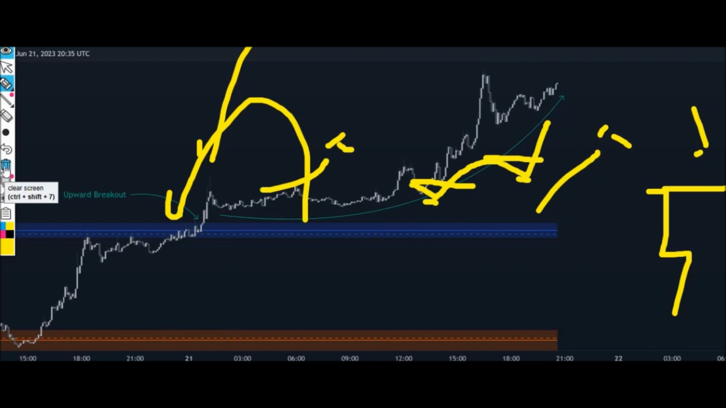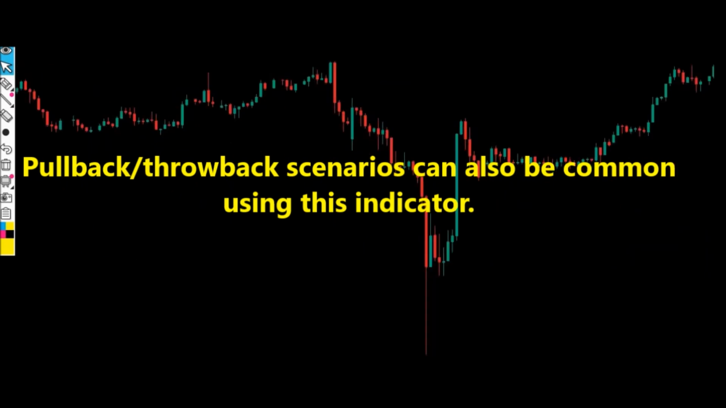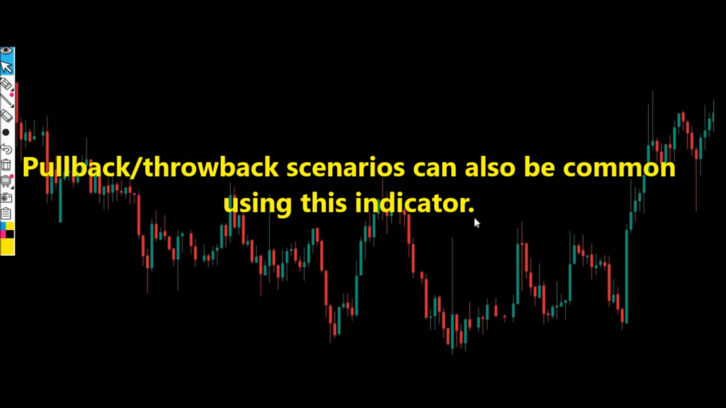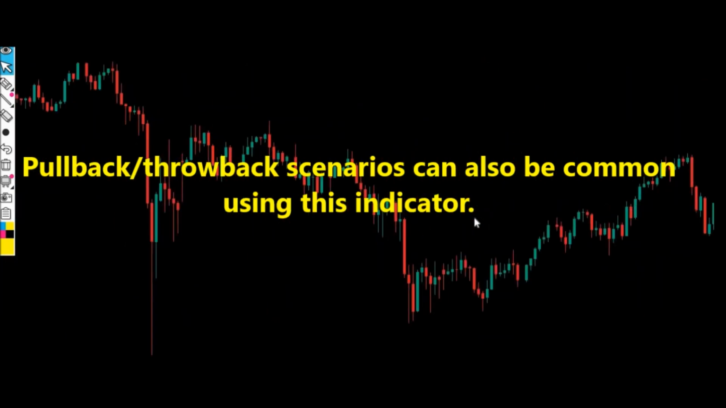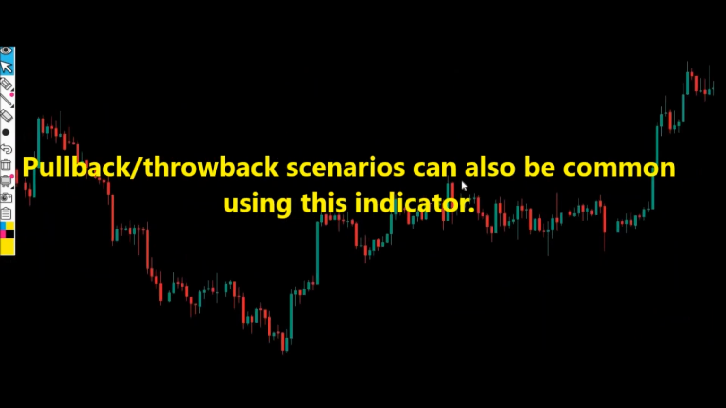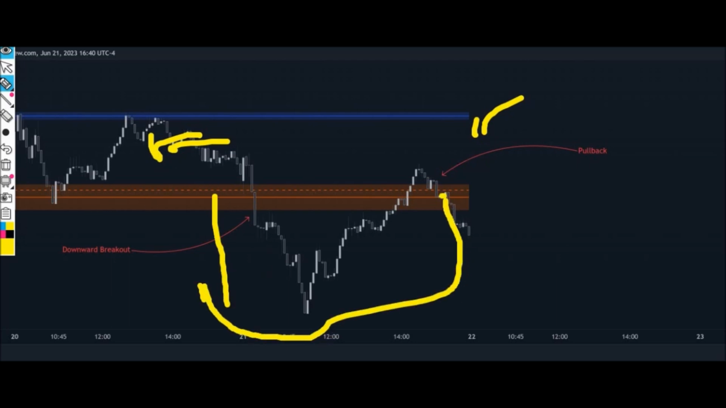So guys, let's go to the last usage of this indicator. And yeah, usage number 4, you're supposed to know pullbacks, or what we call throwback scenarios, can also be common using this indicator. You will be able to identify pullbacks. And just to clarify this, just look on my chart right here. Looking on this chart over here, you will be able to identify a pullback. Okay, a pullback happens, maybe there was a breakout on your demand zone over here, it happens to break below, so you'll be able to identify a pullback when price comes to this demand zone over here, where we'll see price reacting to this zone.